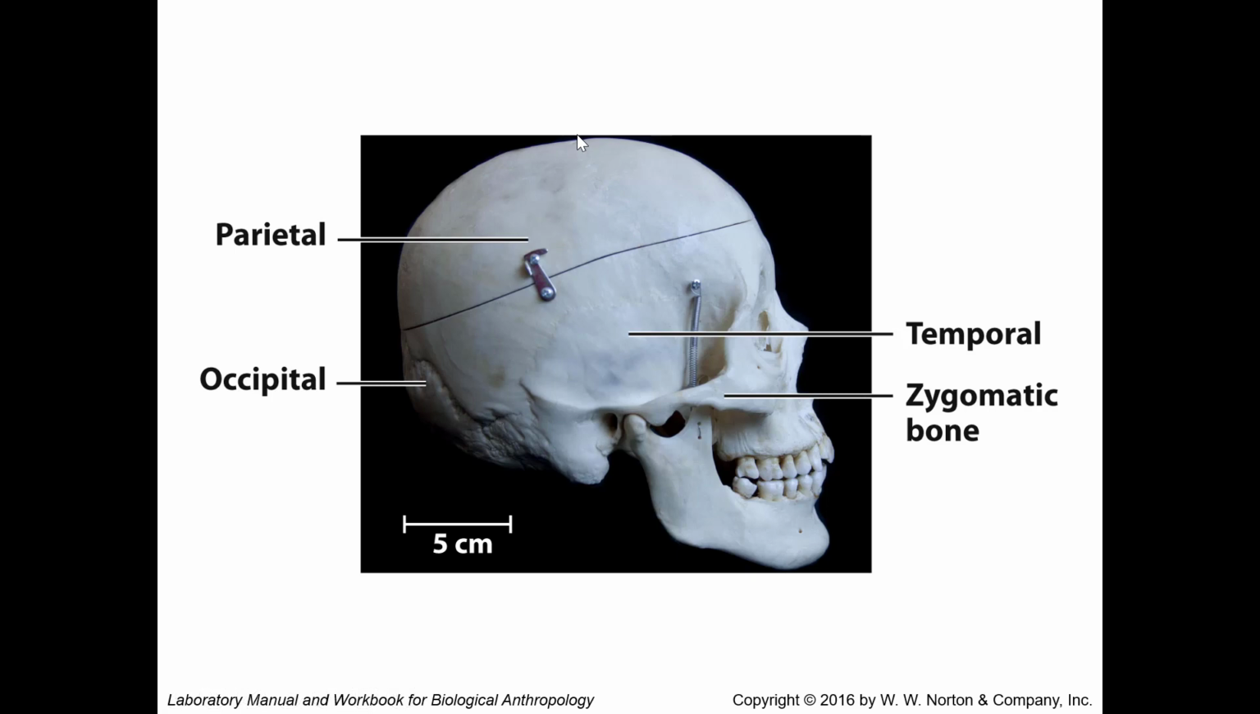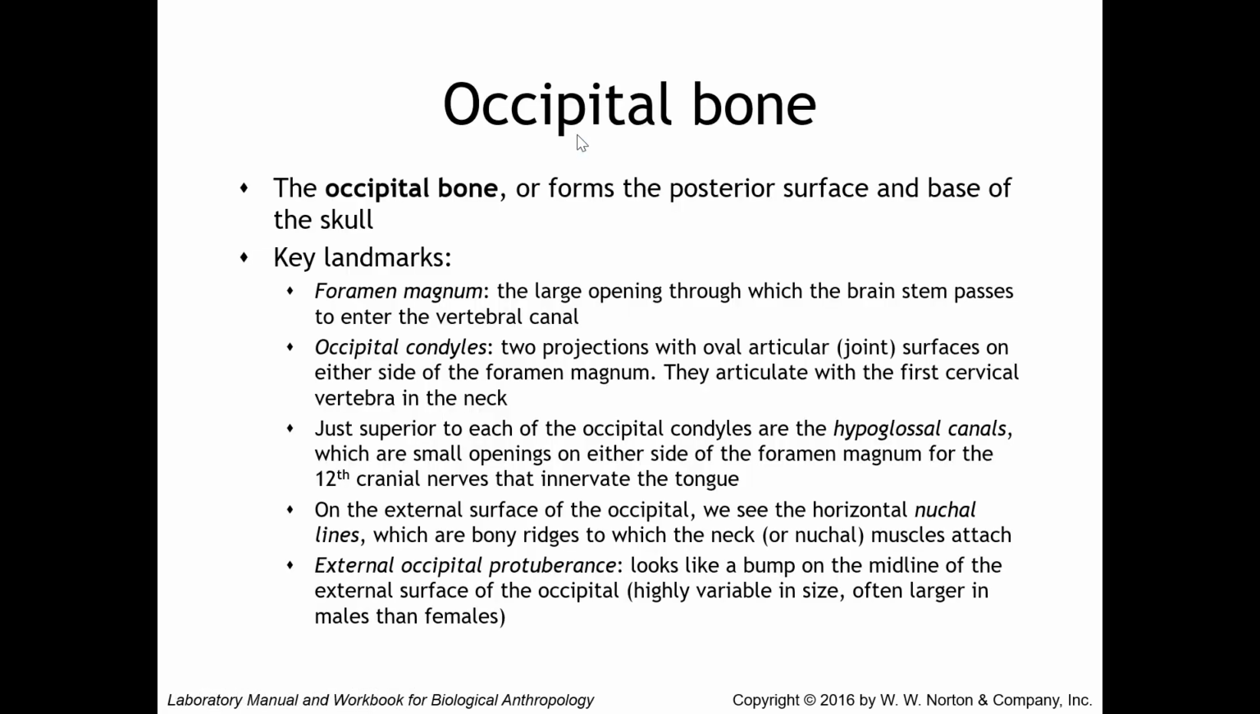After our parietal bones, we've got our occipital bones. They form the posterior surface of the base of the skull. They have a few key landmarks, more than our parietal bones, right? So they've got a foramen magnum, occipital condyles, hypoglossal canals, nuchal lines, and the external occipital protuberance, right? So the foramen magnum is probably the easiest out of all of these, right?